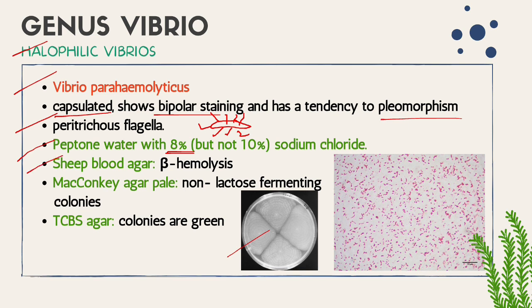On sheep blood agar, they appear as beta hemolysis. So later on, we will show you the picture of the beta hemolysis. Next, MacConkey agar, they are non-lactose fermenters. So they appear colorless in the MacConkey agar. On TCBS agar, they are non-sucrose fermenter as well. So their colonies is green in color.